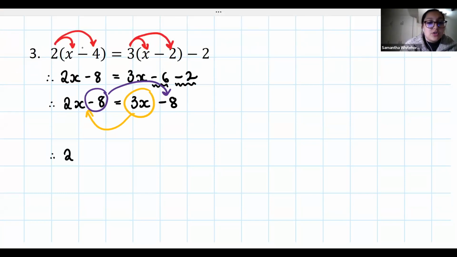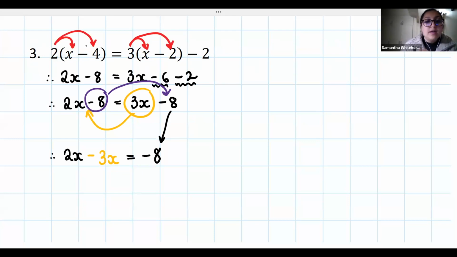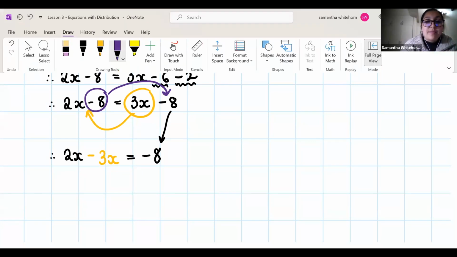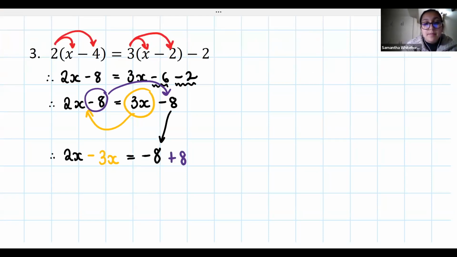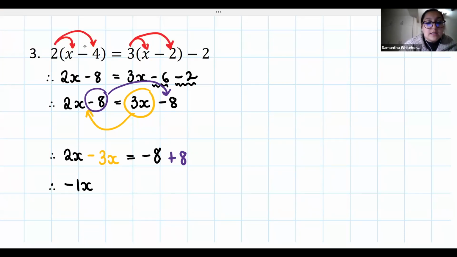So on the left, I've got 2x. I'm bringing the 3x over, so it becomes minus 3x is equal to the negative 8 stayed there. But now I'm bringing the negative 8 from the left over, so it becomes plus 8. On the left, 2x minus 3x gives us negative 1x. And now be careful, and this is why I'm saying a lot of you were not doing your inverse operations. Minus 8 plus 8 is 0. If you've got negative 8 and you add 8 to it, you end up with 0.